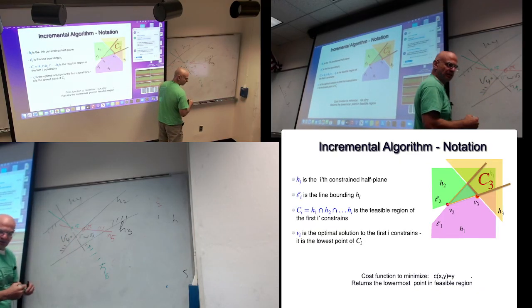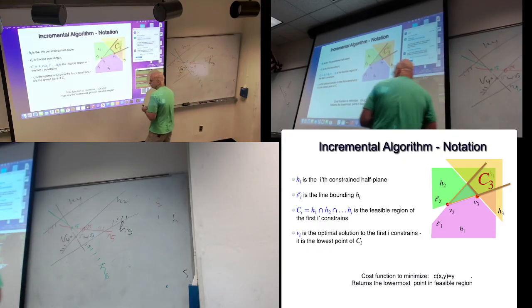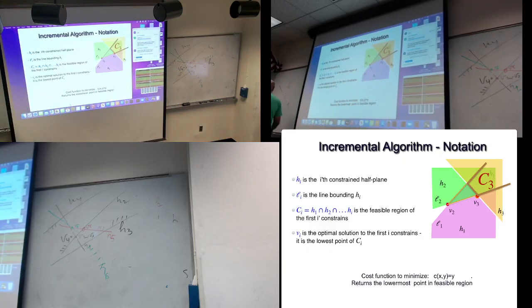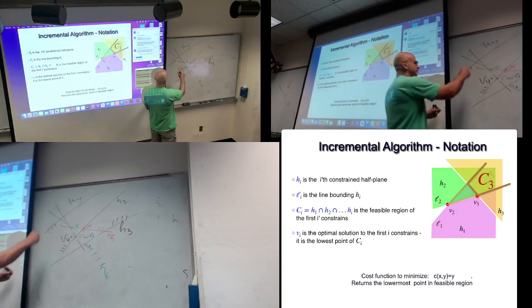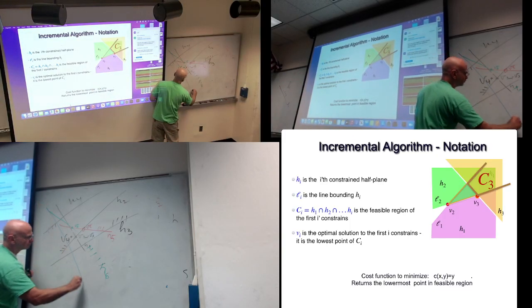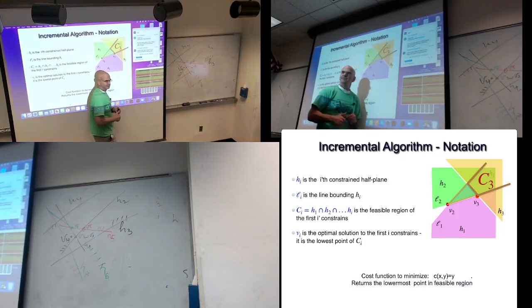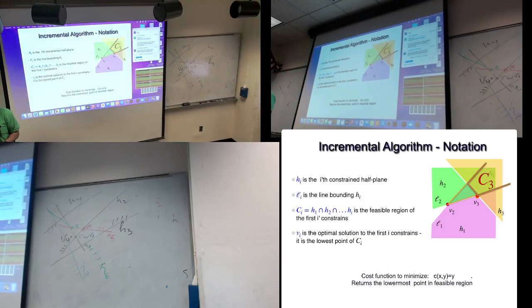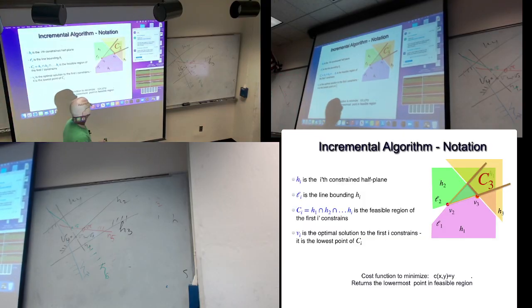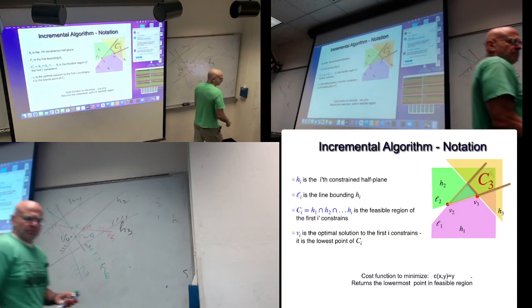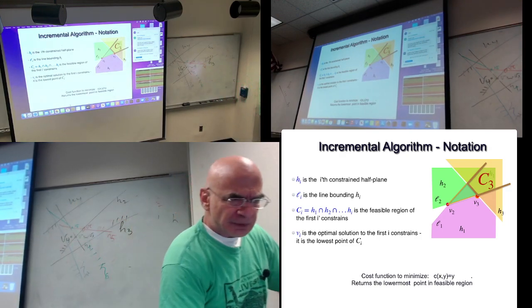And now let's add blue. Blue, blue, blue. H7, where is V7? No V7. No feasible solution. Okay, so everybody good with the notations?